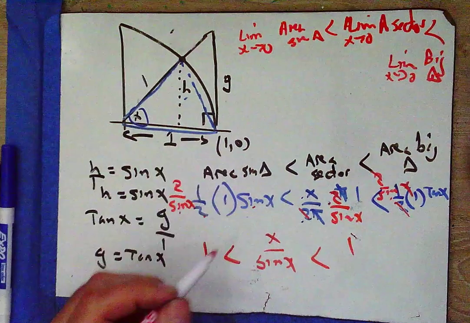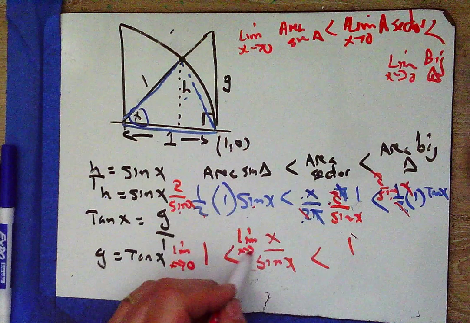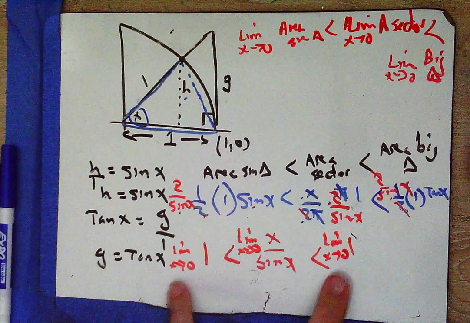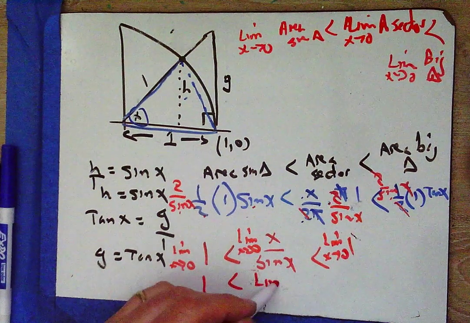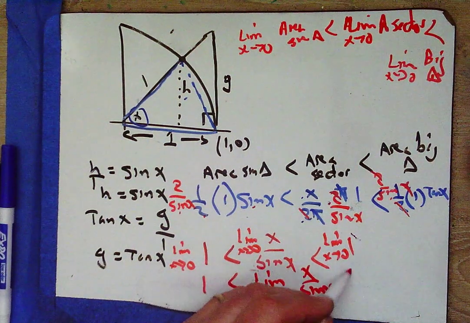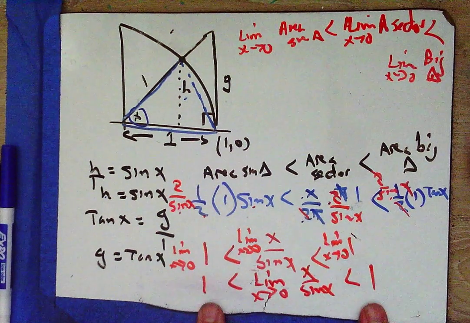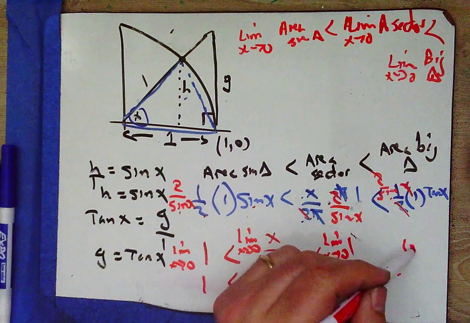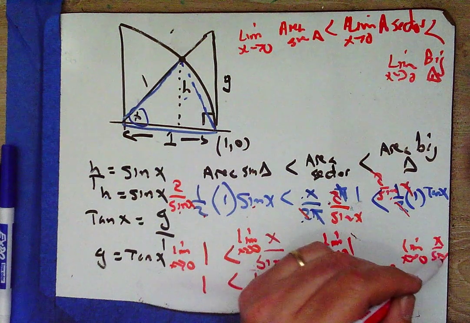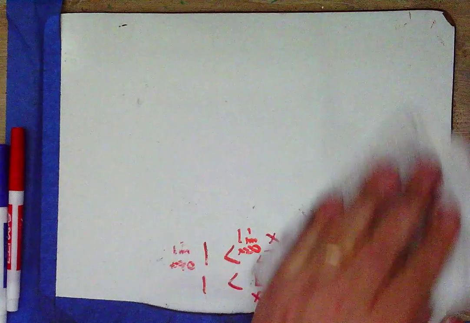So now what I've got here is the limit as x approaches 0 of 1, and the limit as x approaches 0 of 1 over cosine x. The limit of a constant is the constant, and so now I'm able to say that. And because this limit is squeezed between these two equal values, I know, therefore, the limit as x approaches 0 of x over sine x, that must be 1. There, I felt that. Thank you for your patience with that.